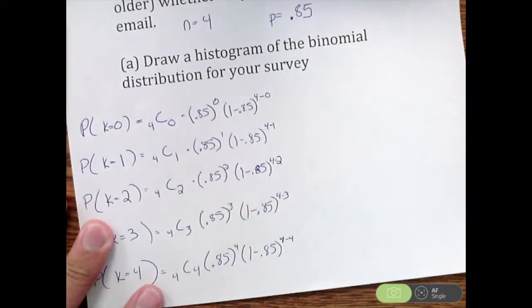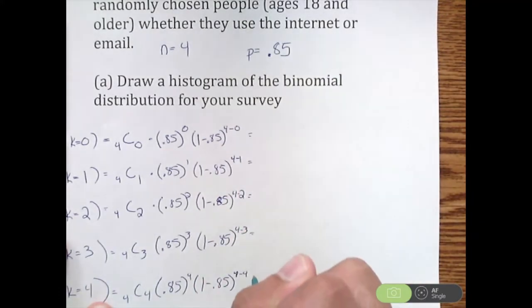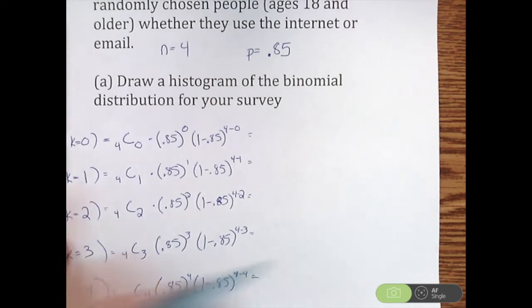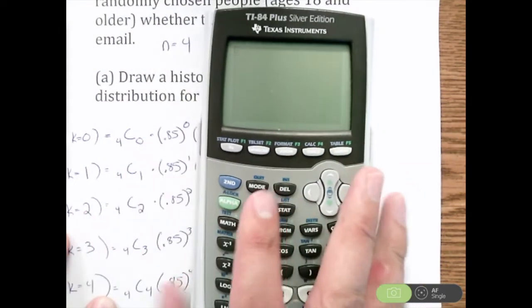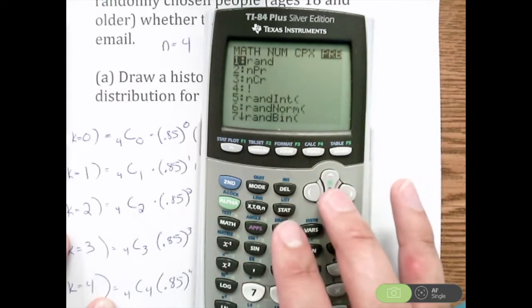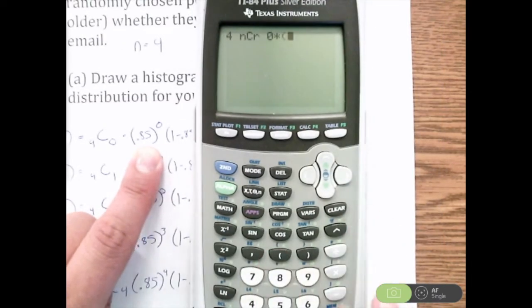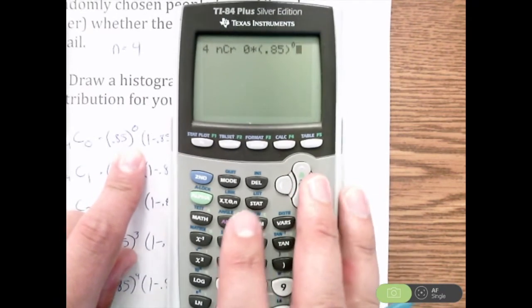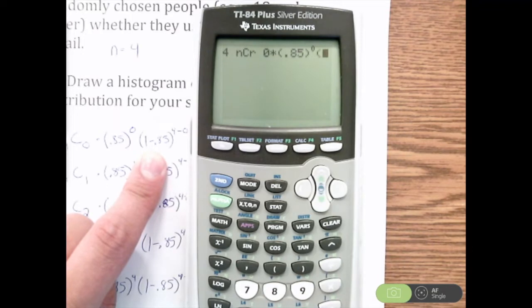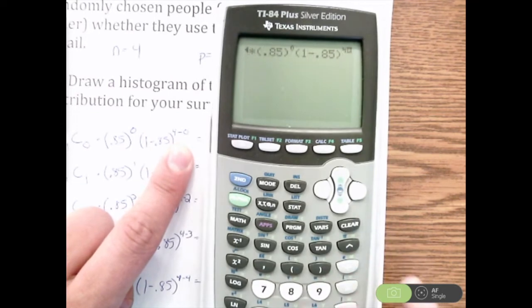So I write it all out first, and what I'm going to do is calculate each of these probabilities in my calculator. I'm going to show you one, and then the rest of them you can pause the video and do on your own. The first thing I need for this first one is 4 choose 0. On my calculator, I do a 4, math, PRB, nCr, 0, times parentheses 0.85 raised to the 0, then parentheses 1 minus 0.85 raised to the 4 minus 0.